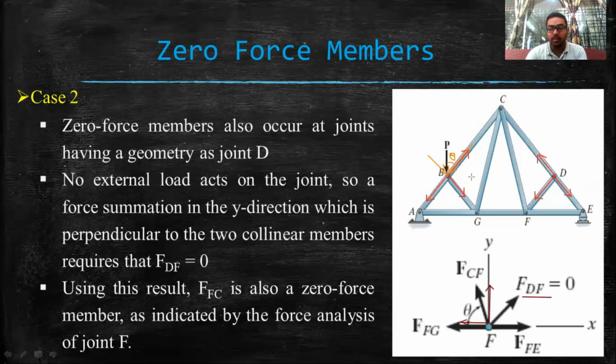So this is very important. Same geometry, but as there is some load at joint P, the member force BG is non-zero and member force CG is non-zero. But at joint D, as there is no other external load, member force DF becomes 0 and member force CF becomes 0. So in this particular figure, we have two zero force members, that is CF and DF.